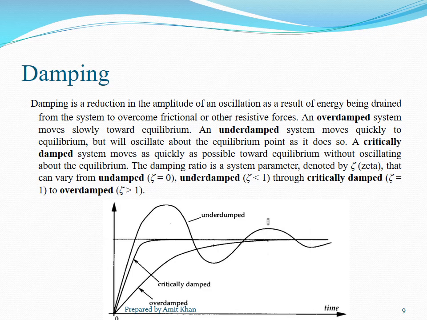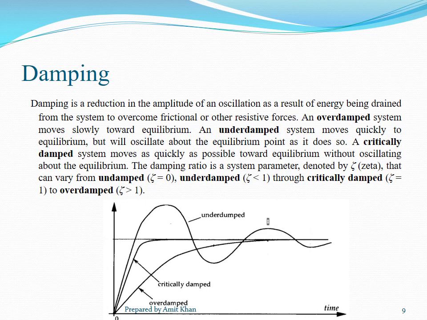Now next comes damping. Damping is a reduction in the amplitude of an oscillation as a result of energy being drained from the system to overcome frictional or other resistive forces. Here we can see the diagram of an underdamped, critically damped and overdamped system, and how the response is before the system settles down for each case.